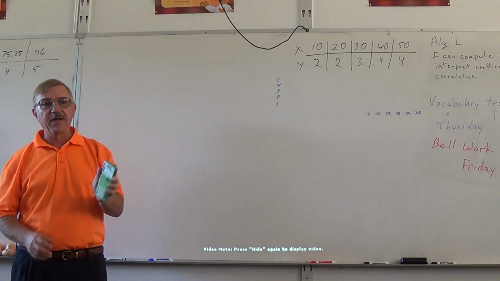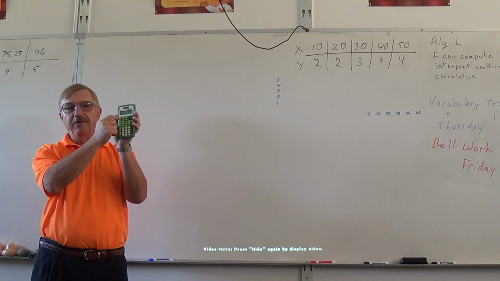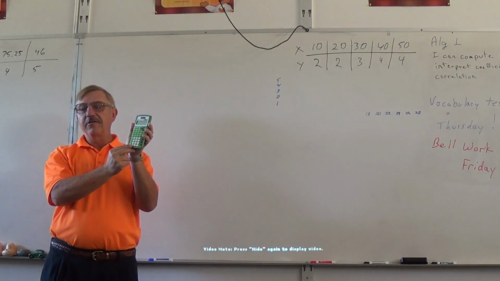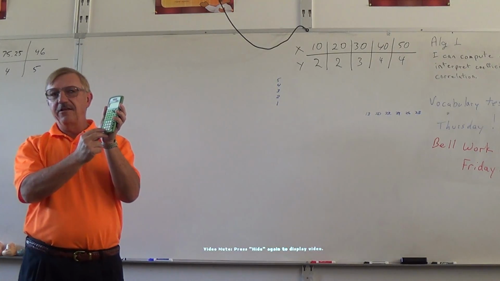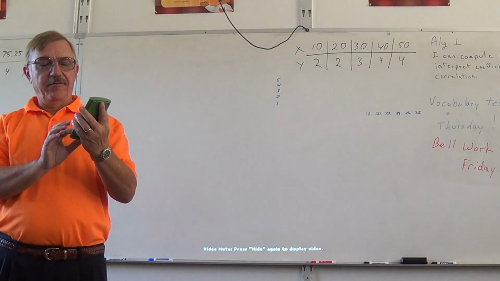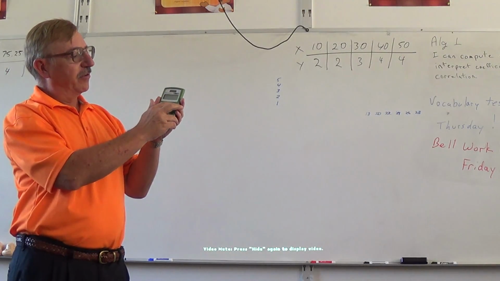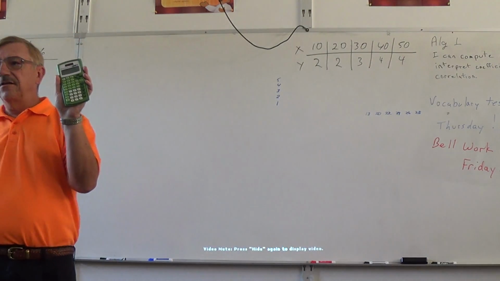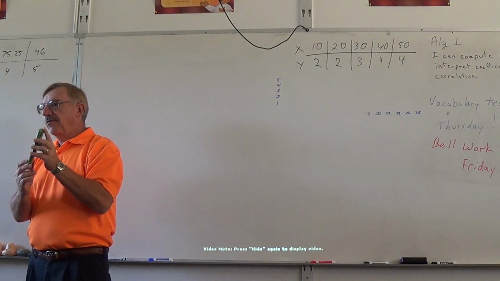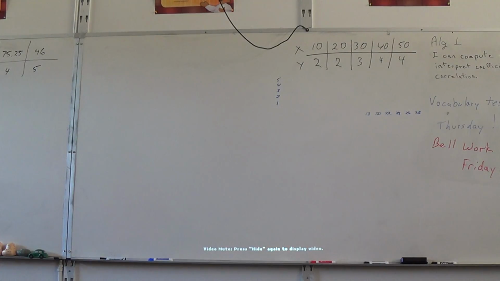To clear the memory, you need to push the second key, which is the upper left corner, and then the 0. Notice above 0 it says reset. Push that and it will say yes or no. Push the right arrow so it's under the Y, and then enter. This one's different: it says on the back to reset. You hold down on and then clear.